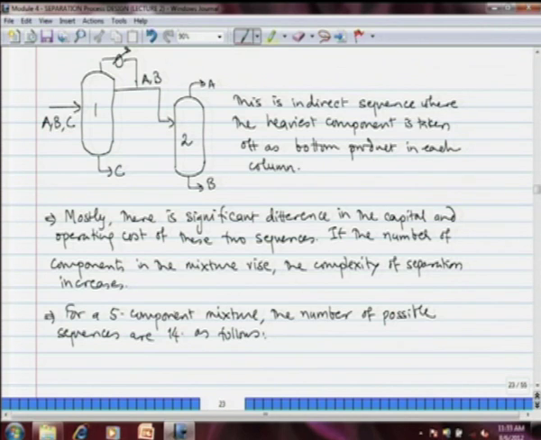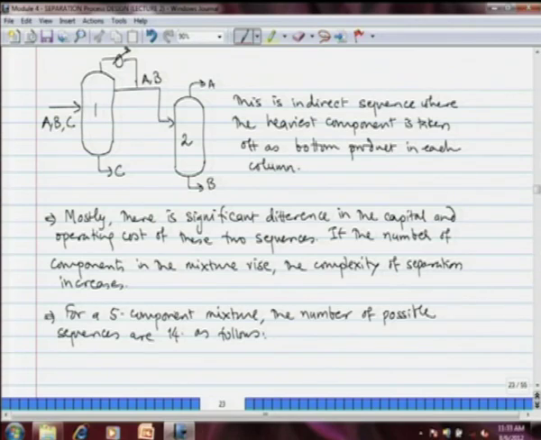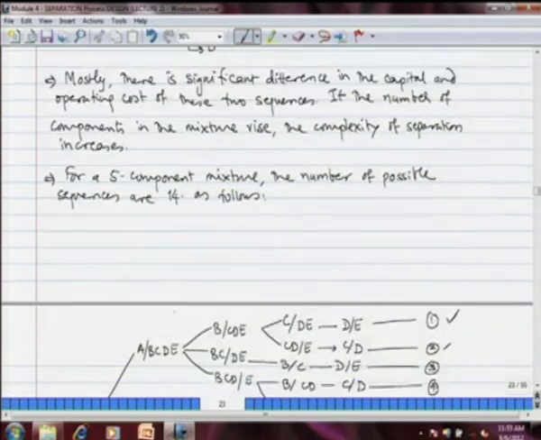If the number of components in the mixture rise, then the complexity of separation also increases. We have then many options or many possible sequences of separation. I have given here a typical example in which a 5 component mixture is considered. We have 5 components A, B, C, D and E, and for this purpose we can have 14 different sequences as shown.